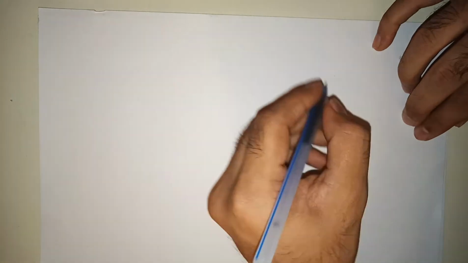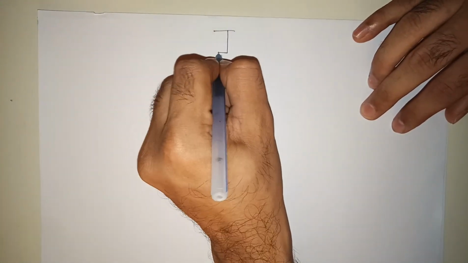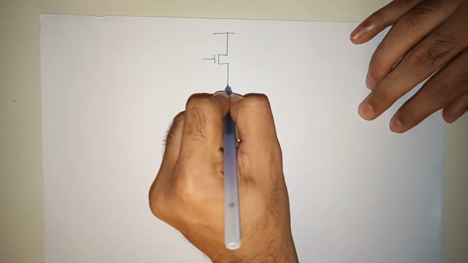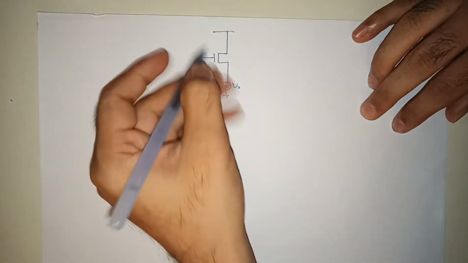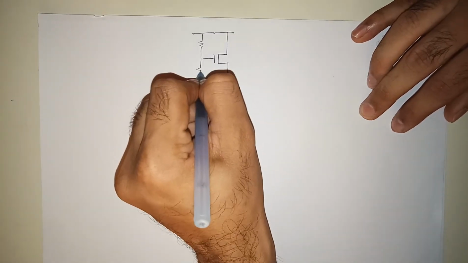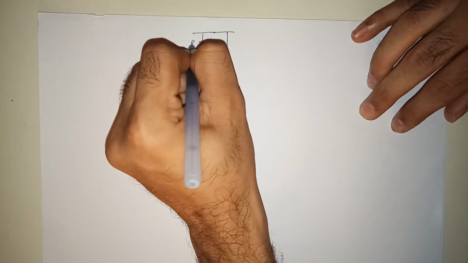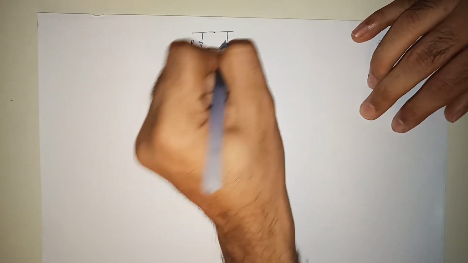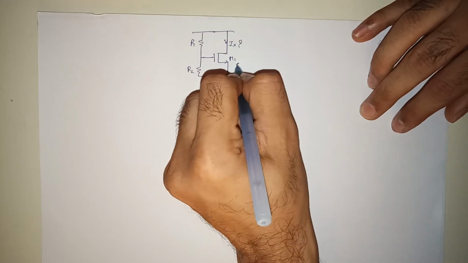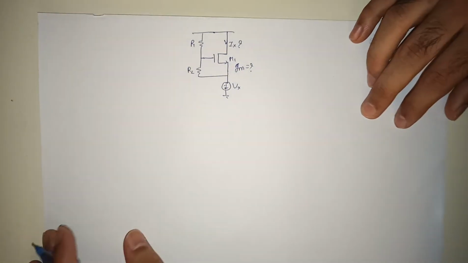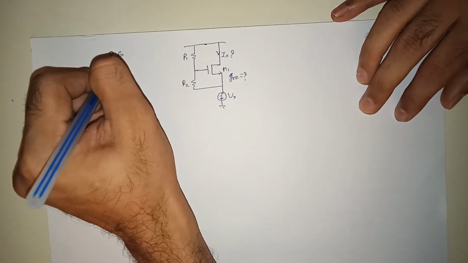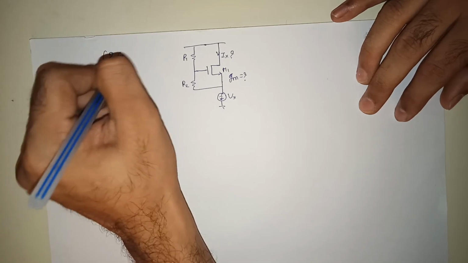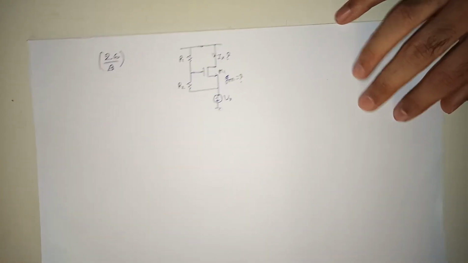Okay, we'll see problem number 2.6 part B, in which they give this minus Vx. Here they give a voltage divider network R2 and R1. We need to find Ix, and we need to find Gm with respect to Vx. Okay, so the same way we did in problem number 2.6a, we can do here.